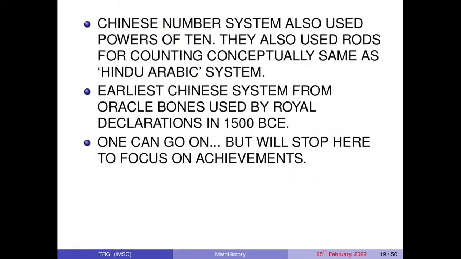The Chinese number system also used powers of 10. They also used rods for counting, conceptually the same as the Hindu-Arabic system. The earliest Chinese system is from oracle bones, which are available now, used for royal declarations in 1500 BCE.